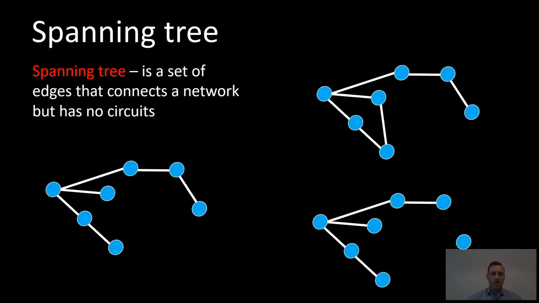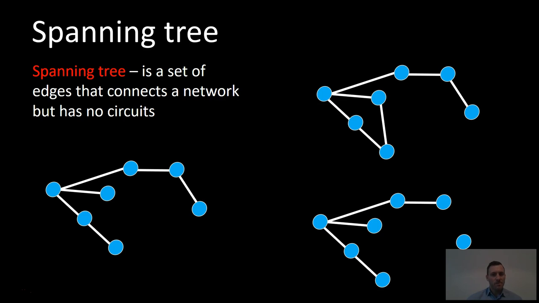A spanning tree is a graph that has only one way of getting from one node to another. A spanning tree is a set of edges that connects a network but has no circuits. It's usually a subgraph of another graph. Which of these do you think might be a spanning tree?